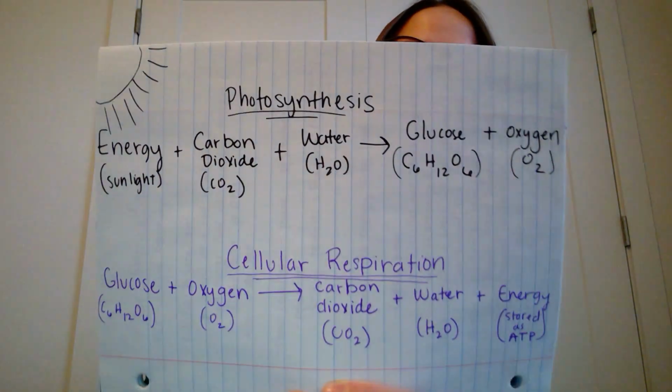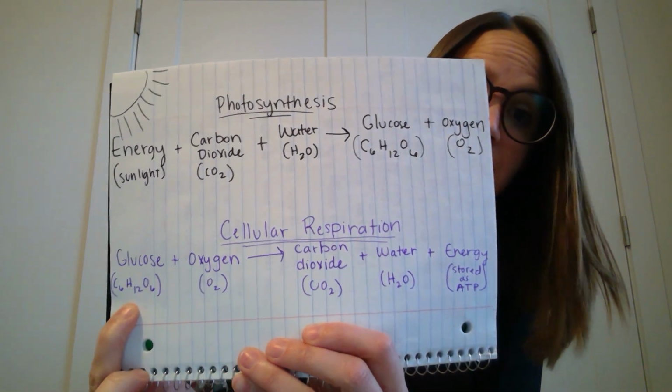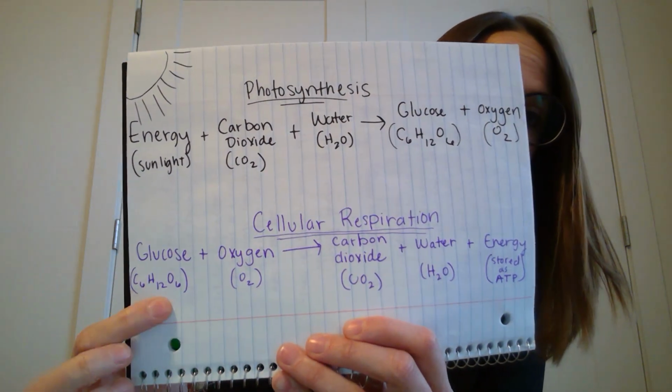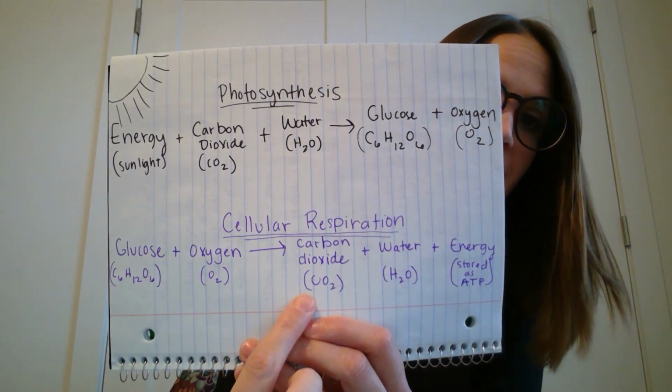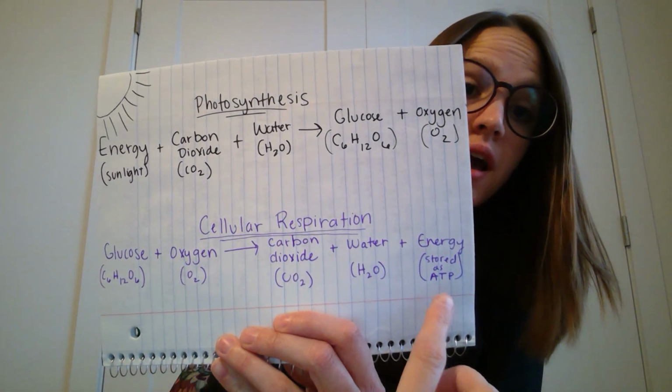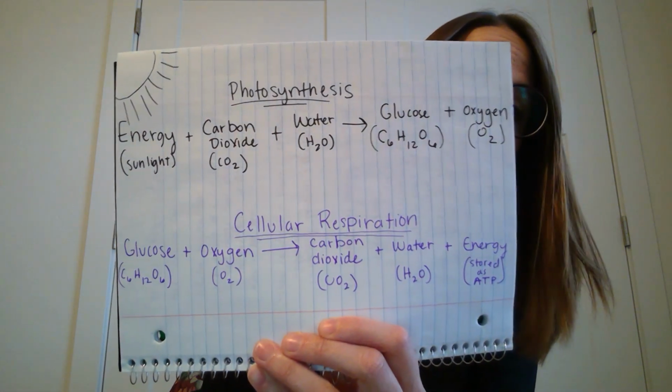Okay, and cellular respiration, which happens in our cells and in any living animal cells, you have glucose and oxygen that are used together, and then you create carbon dioxide, water, and energy. This is the important part, right? The energy, which we store as ATP.